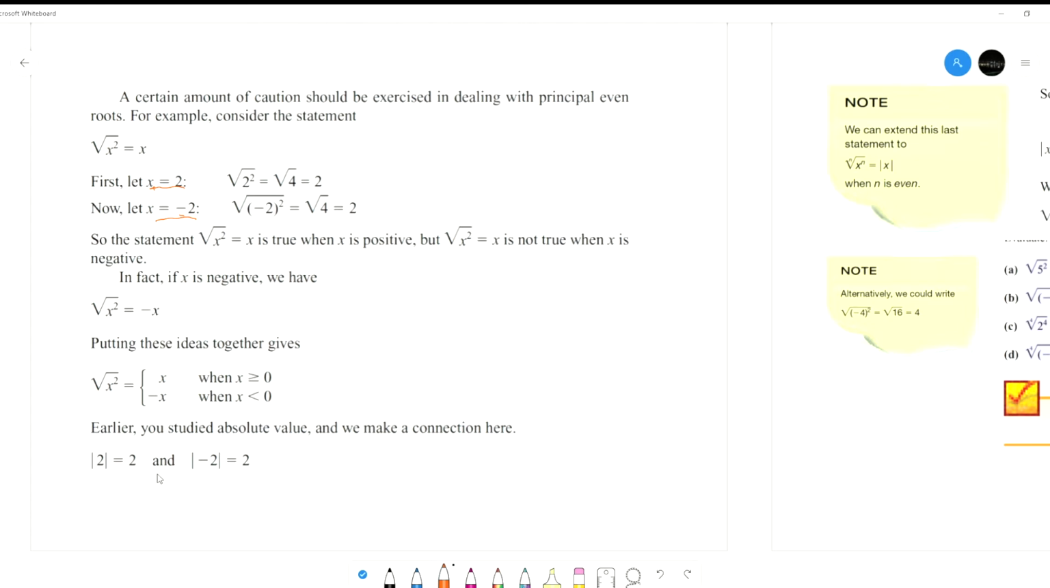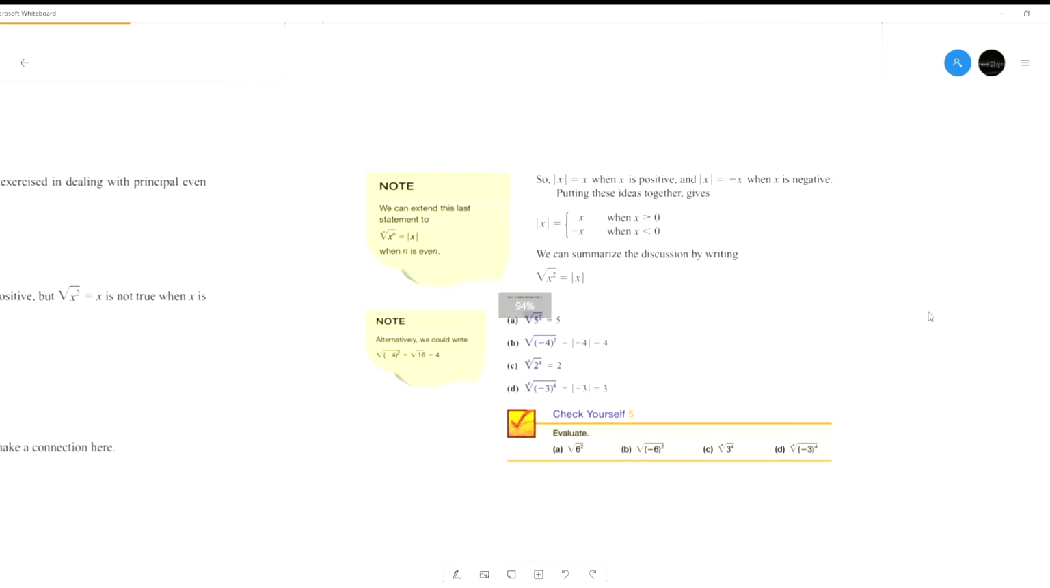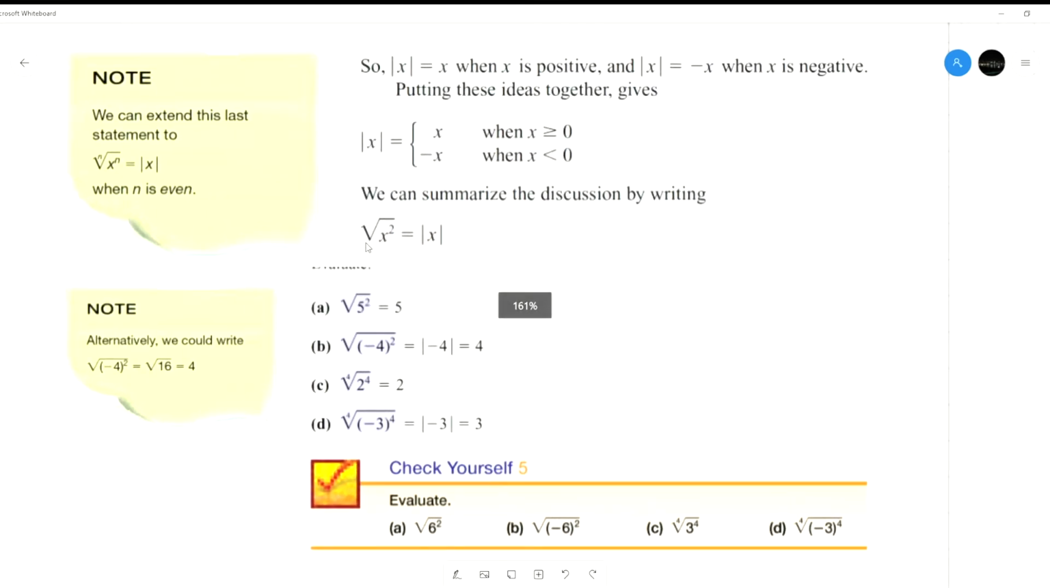Earlier we studied absolute values, right? The absolute value of 2 is 2, and the absolute value of -2 is also 2, because absolute value means the distance to 0. So remember, because of this idea, we're going to be using absolute values for square roots or any even root. That means when we have the square root of x squared, we can't write x anymore. We have to actually write the absolute value of x.